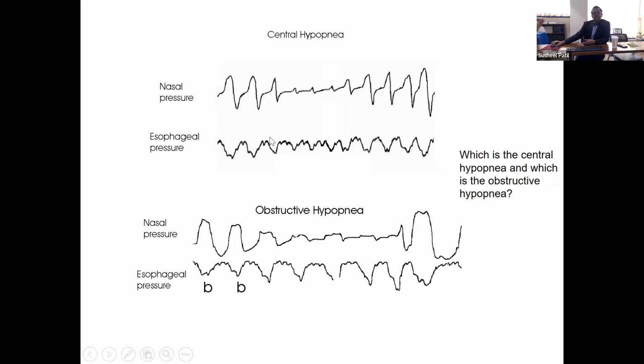In contrast here, you do see efforts that are occurring in the esophageal waveform, but they're not increasing over the course of the event. And the inspiratory waveform in the nasal pressure signal doesn't look particularly flattened. It just looks like a very small regular breath. So this would be your central hypopnea. The lack of that flattening is the biggest differentiator. That's right. Yeah. So this top one is a central hypopnea, and this bottom one is obstructive.